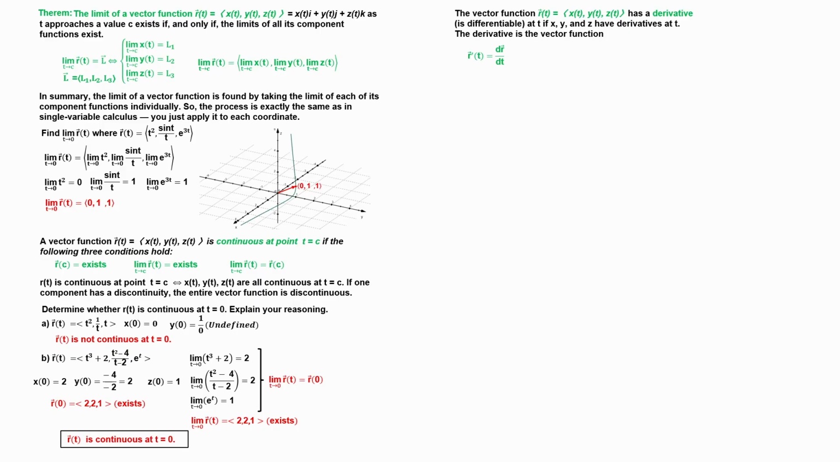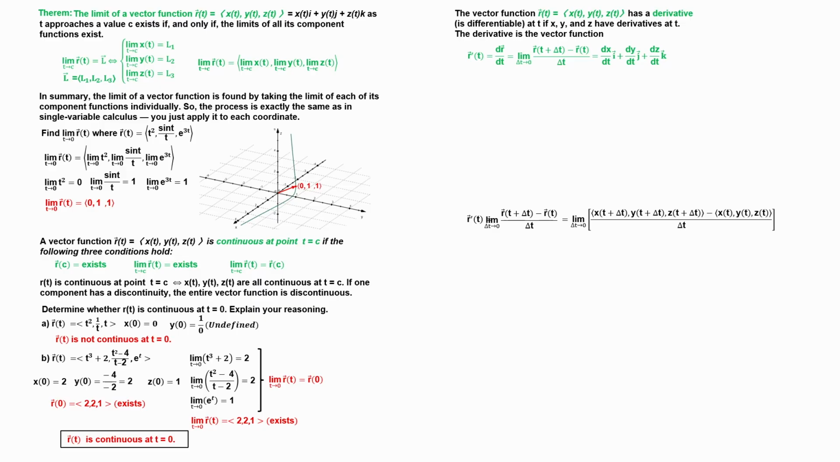Fortunately, like limits, the calculation is done component-wise. To find the derivative dr/dt, you simply take the derivative of each component function. To prove this, we begin with the formal definition of the derivative, which is the limit of the difference quotient. We then immediately substitute the vector function with its three scalar components. First, we perform the vector subtraction in the numerator, which is done component-wise.